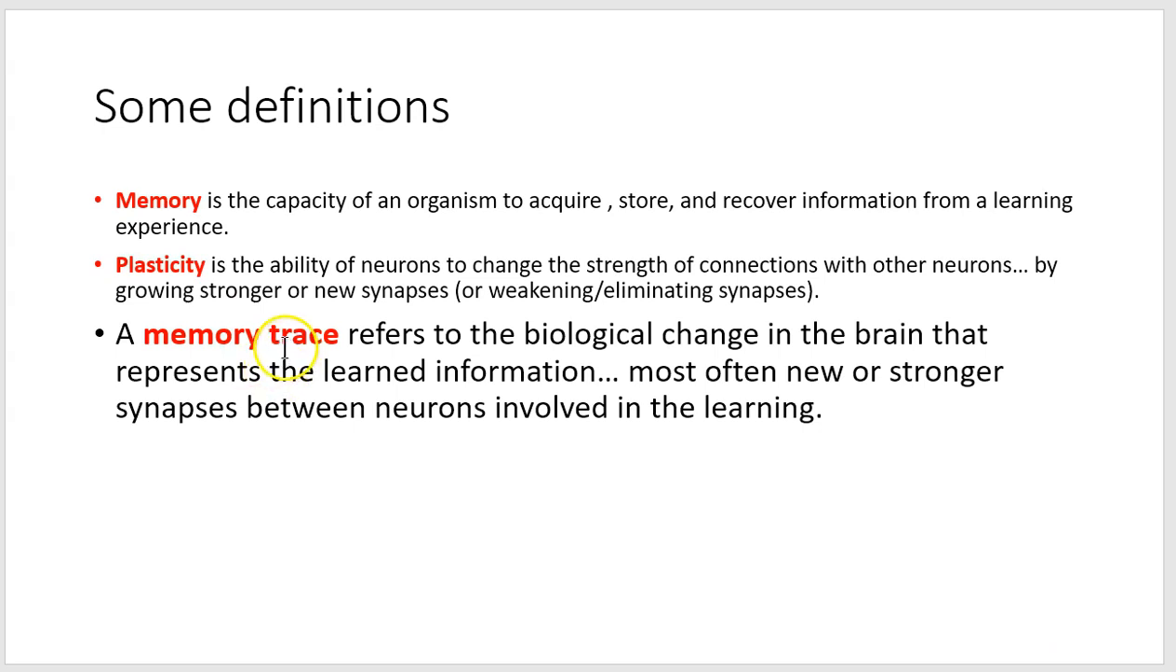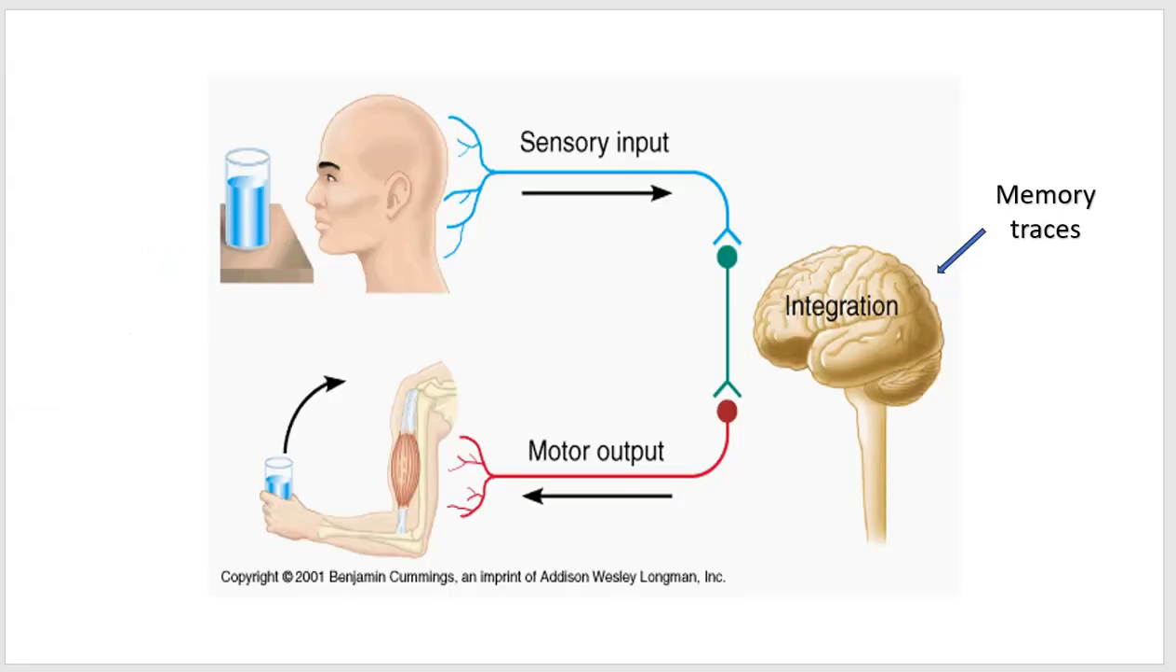A memory trace then refers to the biological change in the brain that represents the learned information, and most often that will be the new or stronger synapses between neurons involved in the learning. So in our simple nervous system that we have seen before, memory traces are most often located in the central nervous system. In fact, we talk about the cerebral cortex being sort of the long-term storage site for many of our memories.